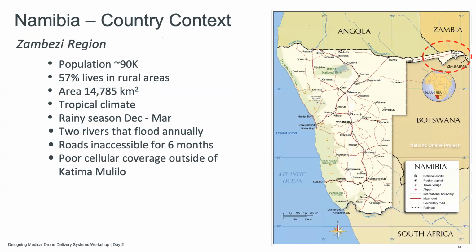Namibia is a sparsely populated country. We are a large country with only about 2.2 million, 2.6 million inhabitants, and with 14 regions. And our focus this time around is on one of the regions called Zambezi region. It has a population of about 90,000 people, with 57% of these people living in rural areas.